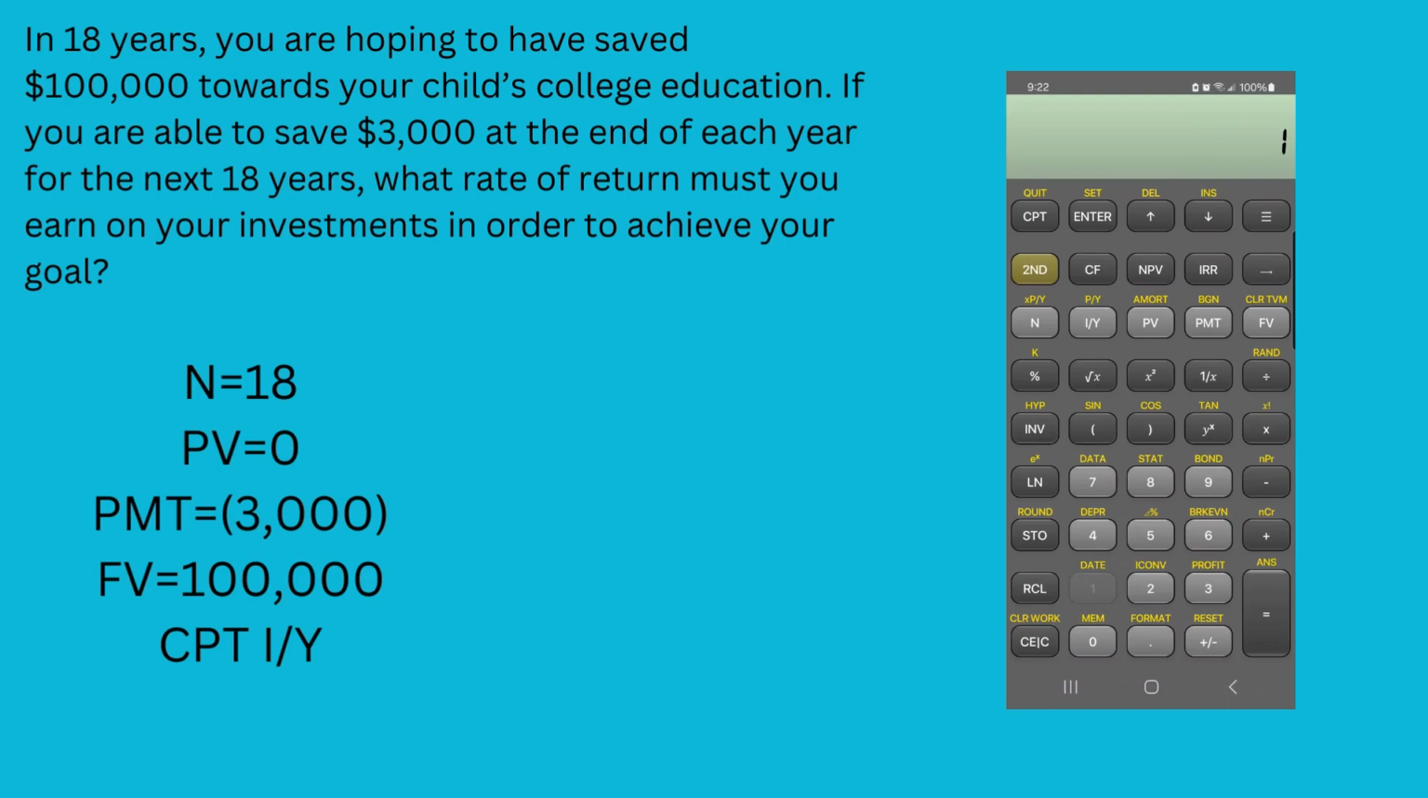So what we do is we hit 18 and then N. I/Y again, that is the missing variable of what we're trying to solve for. So 0 is present value because right now we have 0 saved. And then negative 3,000 is going to be your payment because again, that is a cash outflow. 100,000 is your future value, and that's a positive number because you're getting that back at the end.